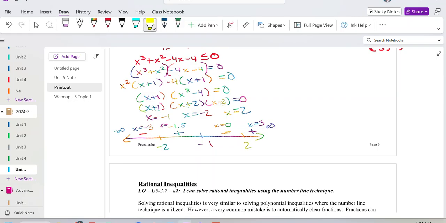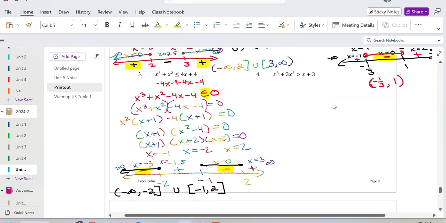Since it's less than or equal to, you're going to put dots here, right? Dots, because it's equal to. But now, since it's less than, you want all the ones that say negative. So basically, it's going to go this way and between those two. So it's going to be from negative infinity to negative 2, bracket, union, negative 1 to 2. Yes. All right, last one here.